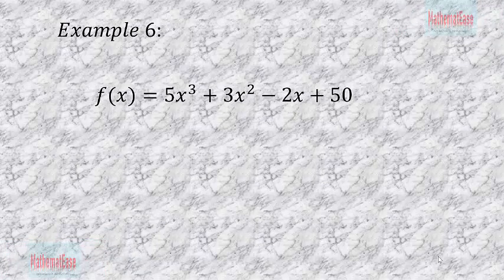Another example. In this example, they give us f of x is equal to 5x raised to power 3 plus 3x squared minus 2x plus 50. We want to find f prime of x. F prime of x is to differentiate the function, which is 15x squared plus 6x minus 2. Note, when you are differentiating a constant, it is equal to 0. You can write 50x raised to power 0, so when you differentiate that one, you get 0.